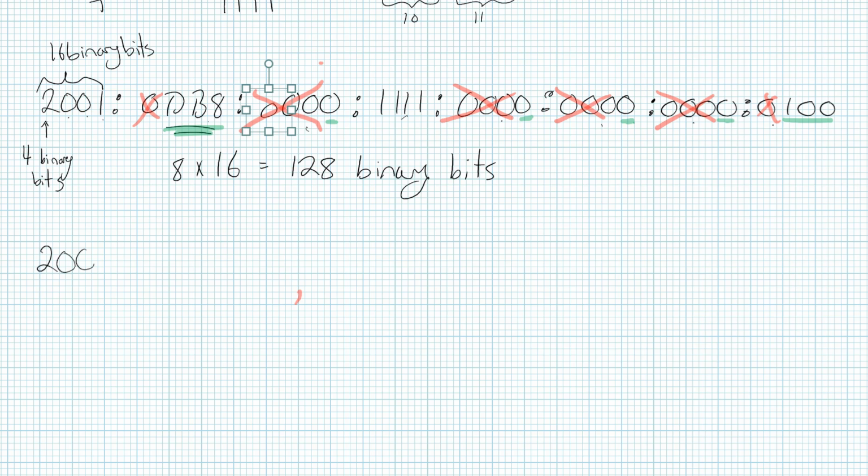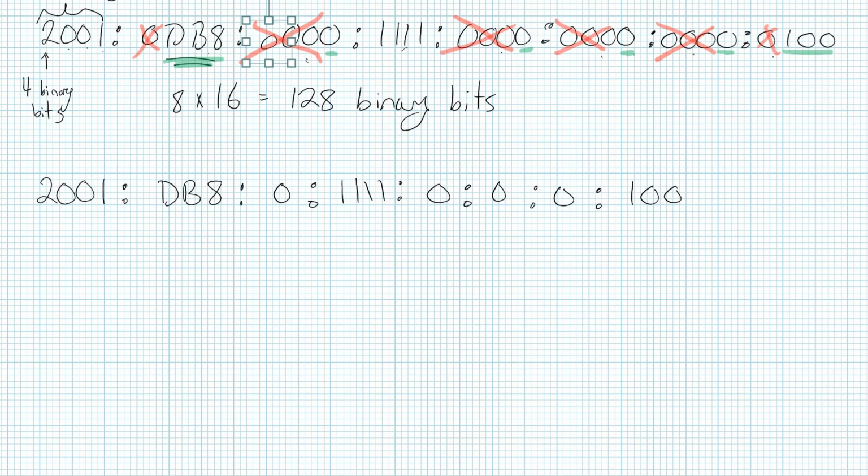Now we can write it as 2001 colon DB8 colon 0 colon 1111 colon 0 colon 0 colon 0 colon 100. So it's a little bit shorter than it was previously, but it's still quite long to write out. What you'll notice is we have this section with these 3 zeros. What we can do when we have multiple zeros in a row is we can collapse them using just a double colon. So if there's multiple zeros in a row, we can get rid of them.